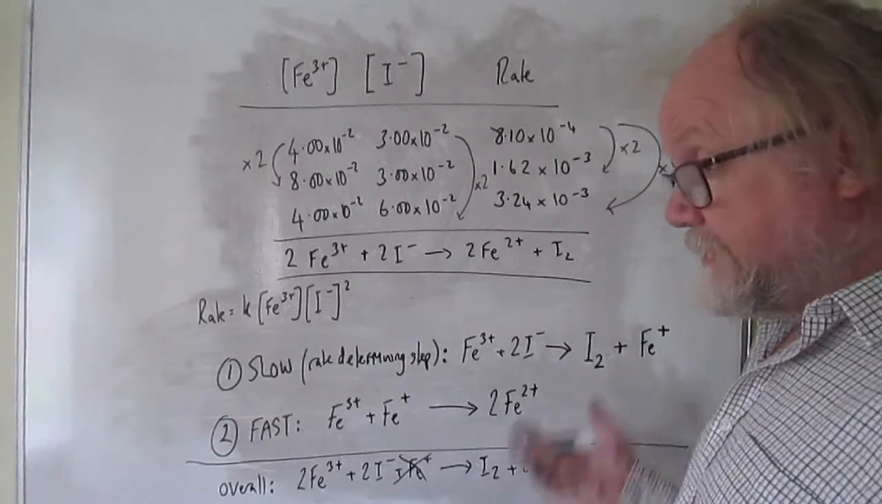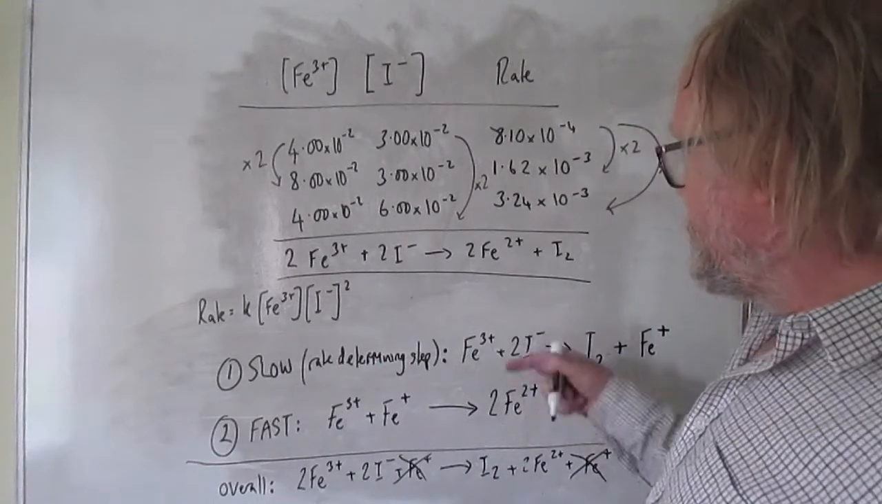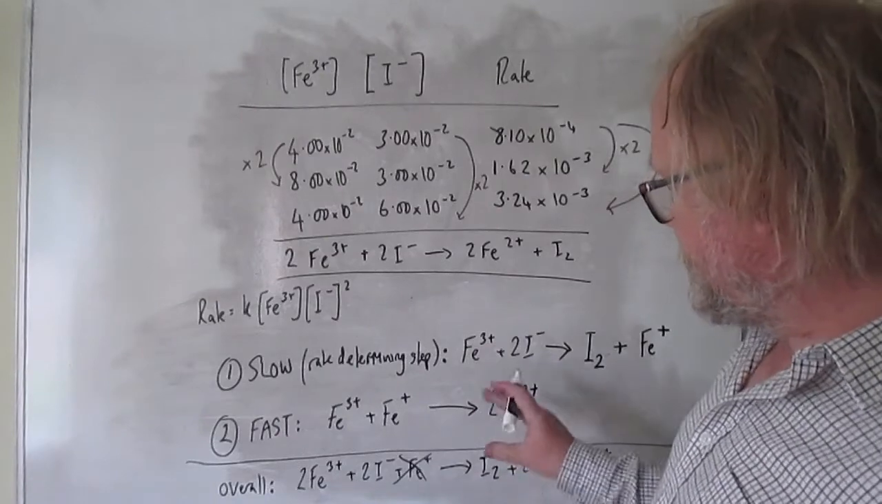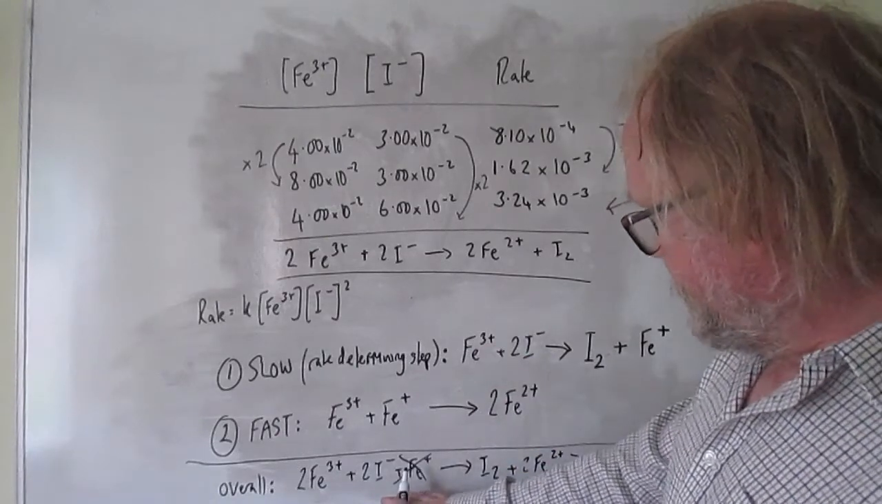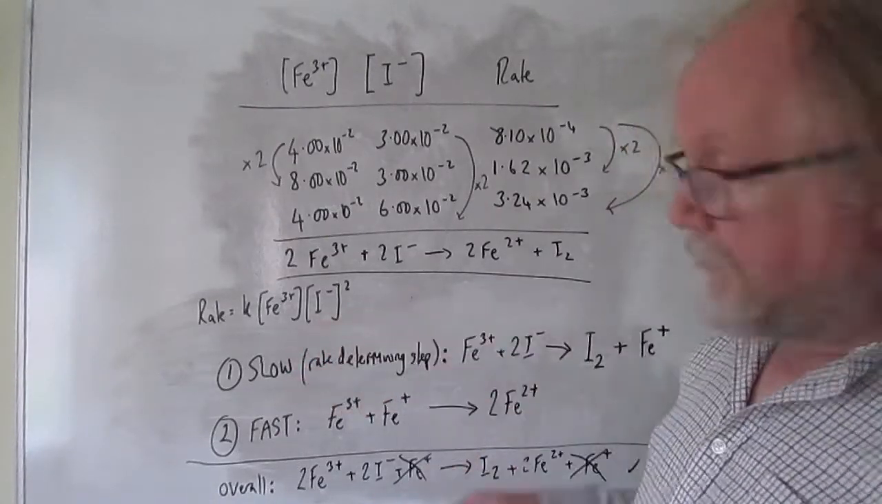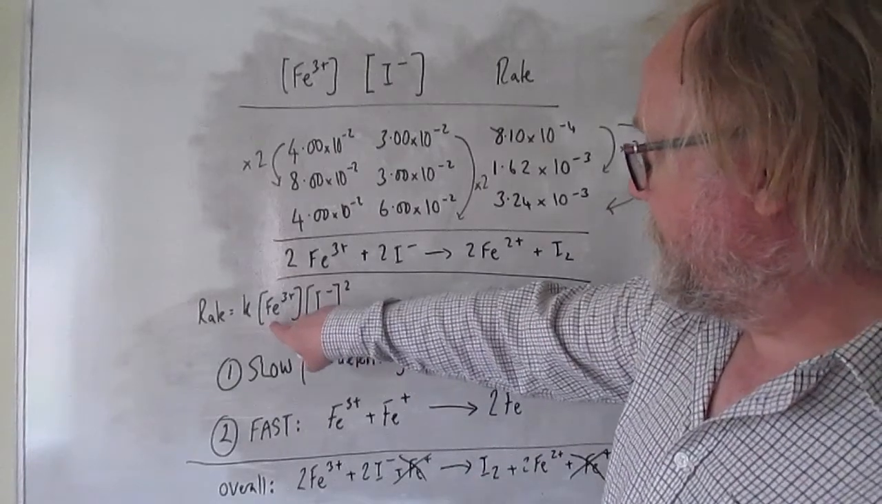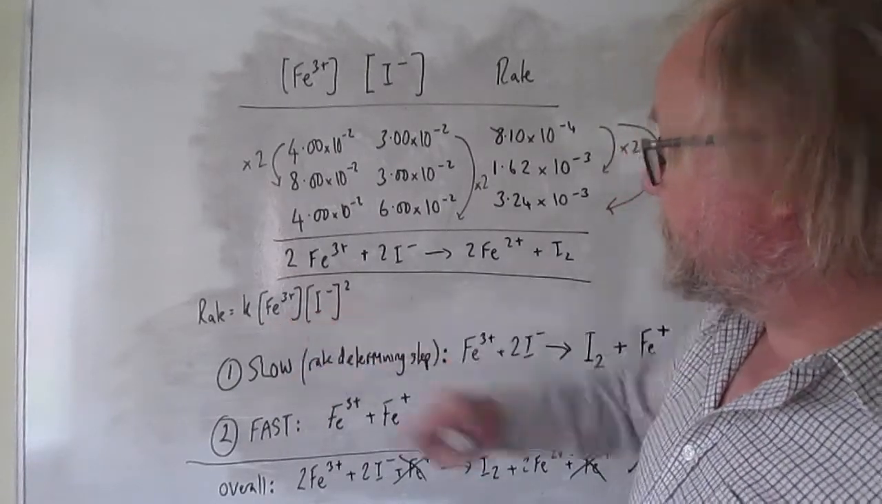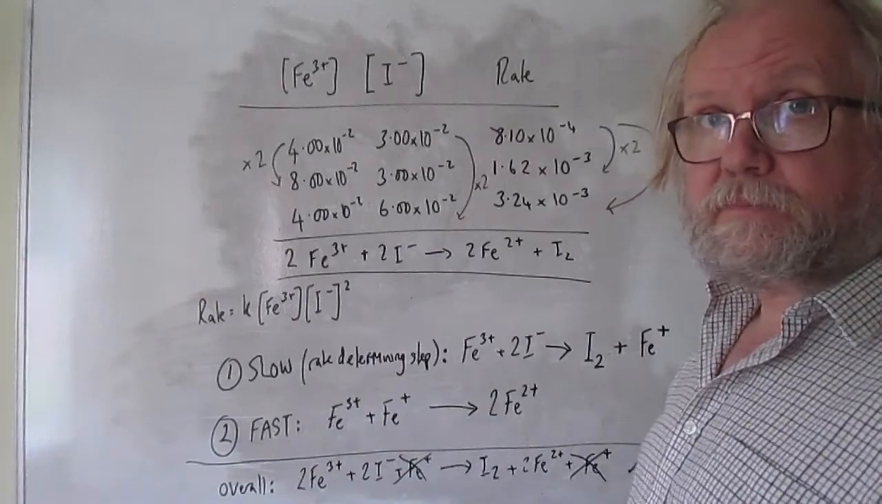So that will do. As I say, it's not the only possible answer. You can come up with other slow and fast steps which, when added together, give you the correct equation, but they will only be allowable if the slow step involves 1 Fe3+ and 2I- only.